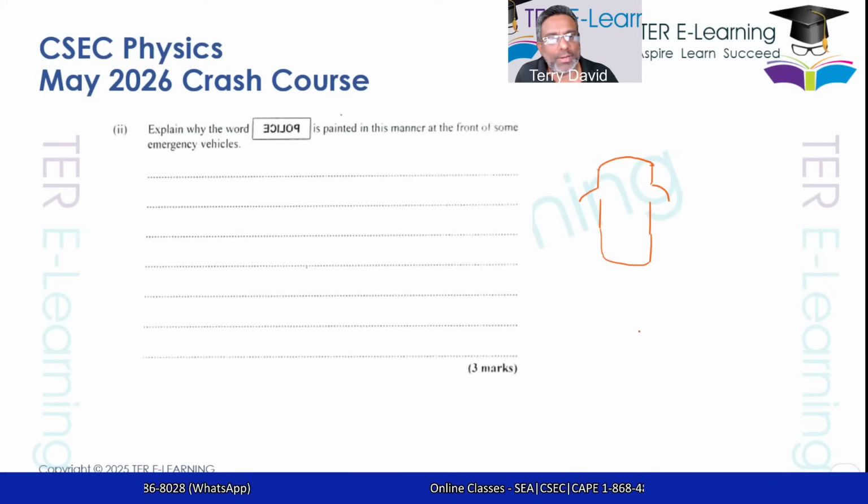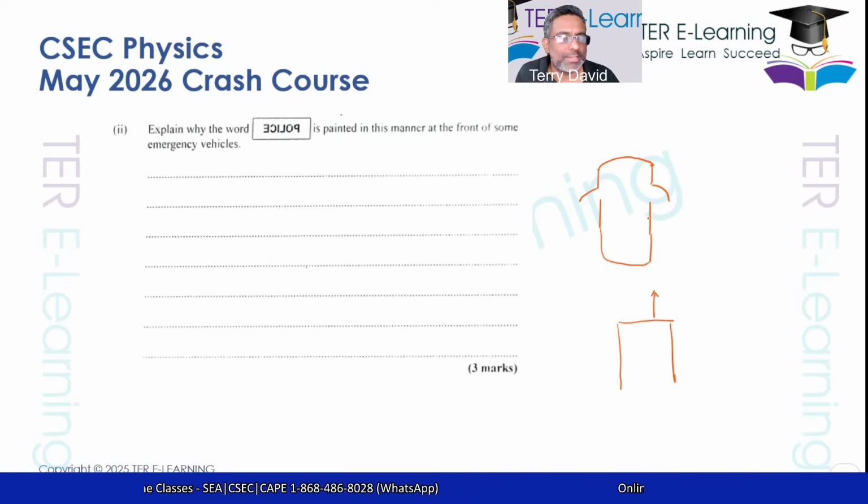And you have a police vehicle in the back here, and the police vehicle is approaching the car. So we just learned that when it comes to a plane mirror, lateral inversion takes place. So if I am a driver here and I look into my mirror and you have the word police written in front of the police car, the mirror is going to laterally invert it. When it does that, I'm going to see the word police correctly.